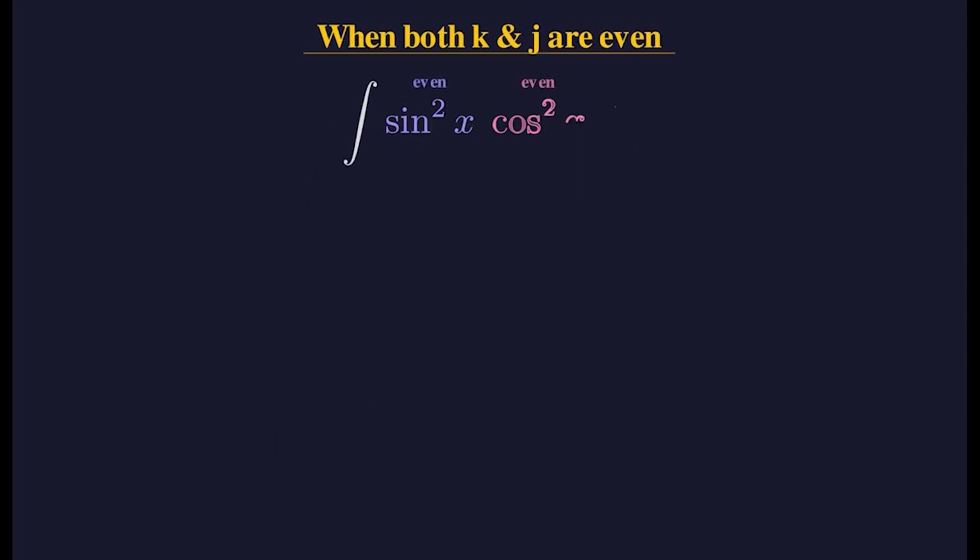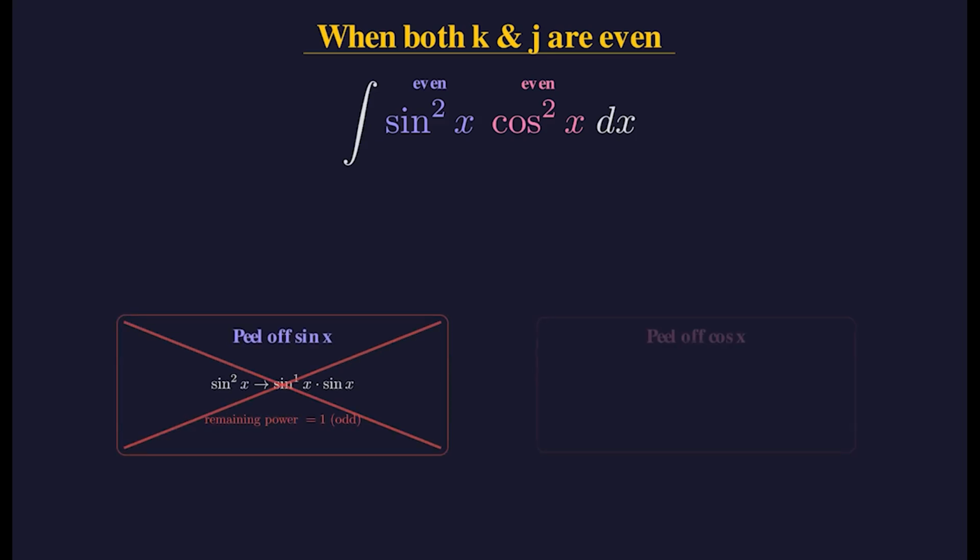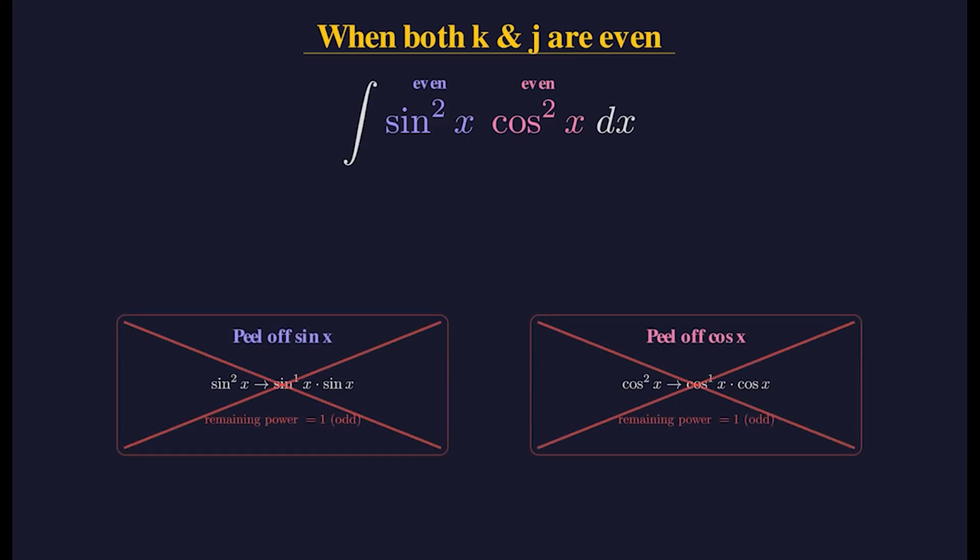When neither of k and j are odd, we're forced to ask the question, what happens when both are even? Well, when both are even, we can't simply peel off a sine x or a cosine x anymore, because there's no factor to absorb into du. That's the issue. The entire strategy we just used falls apart completely. So we need something else, a different tool to solve this.